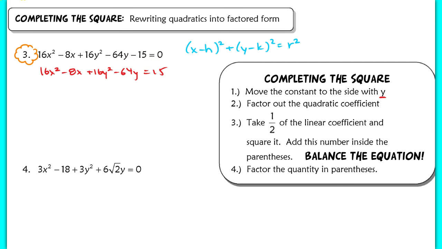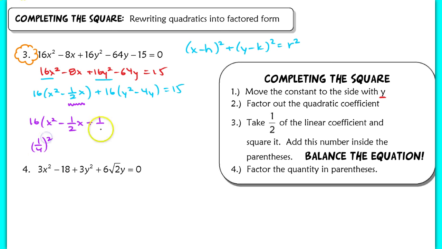Now we're going to factor out the quadratic coefficients for both terms, both the x squared and the y squared. So if I factor out a 16 here, I'm left with x squared minus 1/2 x. Okay, and if I factor out the 16 here, I'm left with y squared minus 4y. Now at this point, we're just going to complete the square. Remember, we cut that linear term in half and we square it. So in this case, I would have x squared minus 1/2 x plus 1/4. Okay, oh, I'm sorry, 1/16, because we have to cut 1/2 in half, so that'd be 1/4, and then we square that to give us 1/16. My bad.